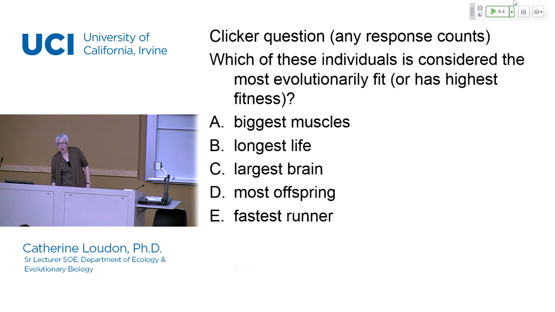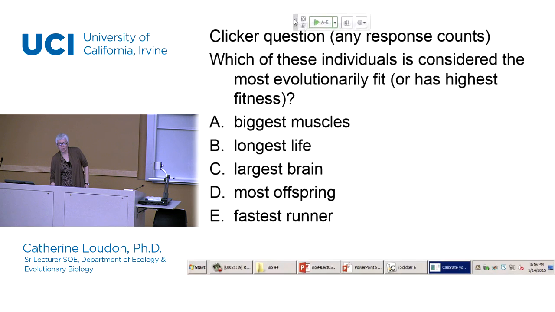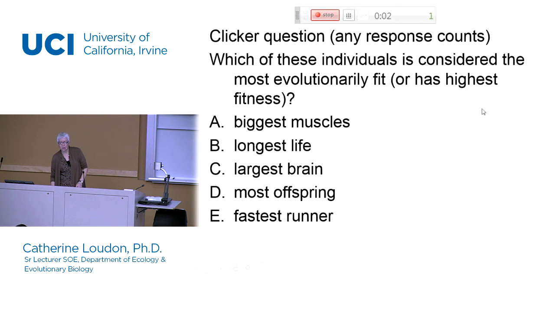So let's go ahead and have a quick test to evaluate if we're all on board here, understanding what is meant by evolutionary fitness. Here we're doing this as a clicker question. Any response counts. Which of these individuals is considered to be the most evolutionarily fit, or has the highest fitness, out of these 5? An individual with the biggest muscles, an individual who lives the longest, an individual with the largest brain, the individual with the most offspring, or the individual that's the fastest runner?